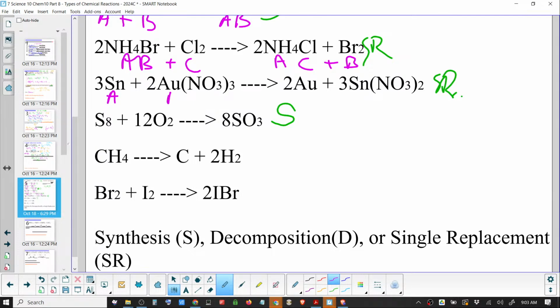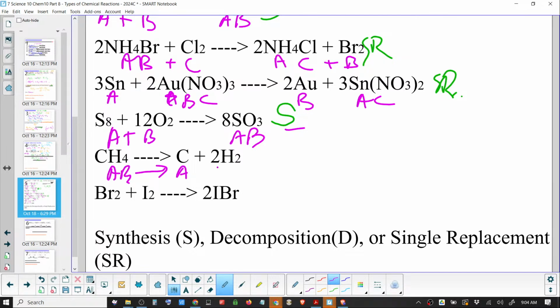One thing with a pair replacing it, single replacement again. 2 things, synthesis. Now, we have 1 thing going to 2 things. What is that? No, all together. 1 thing going to 2 things?